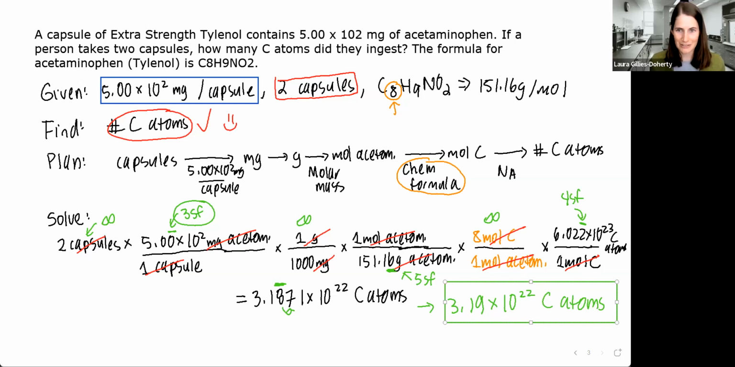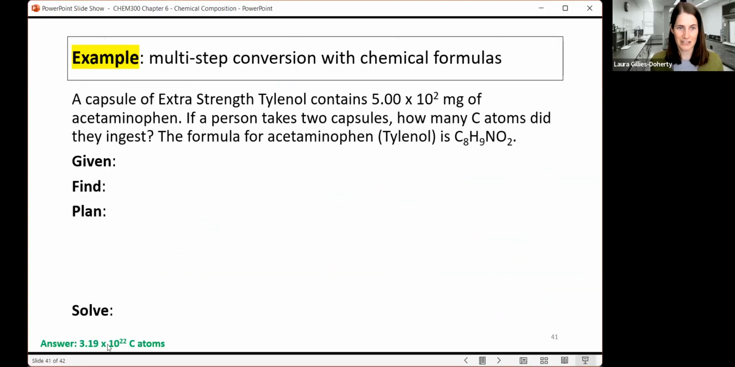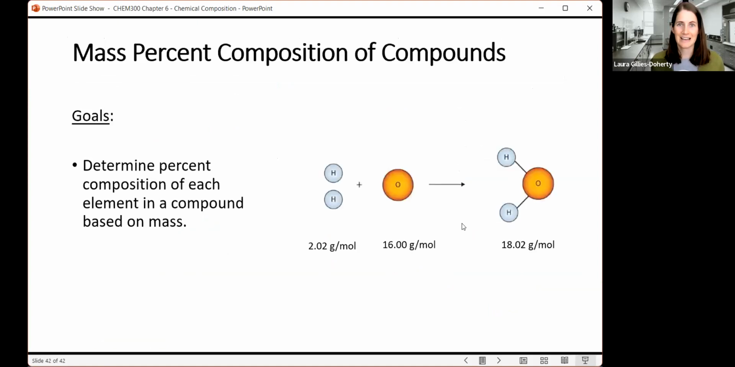Okay, let's jump back to PowerPoint. And you can check your answer here, 3.19 times 10 to the 22 carbon atoms. Okay, so that wraps up the section on using chemical formulas as conversion factors. Next time, we're going to talk about mass percent composition of compounds.